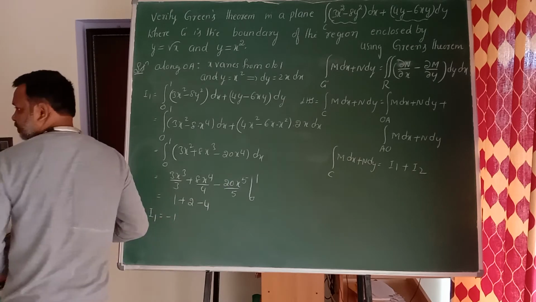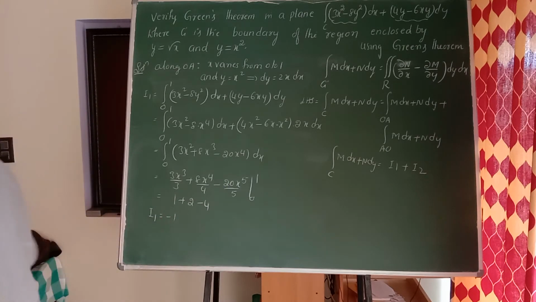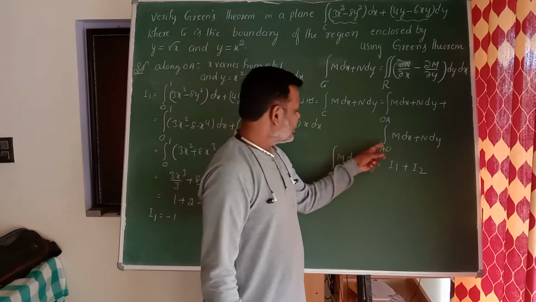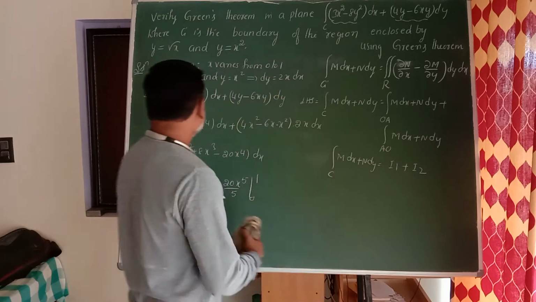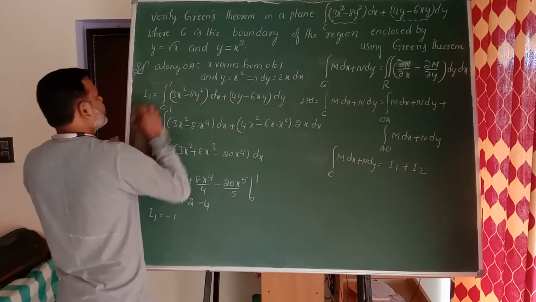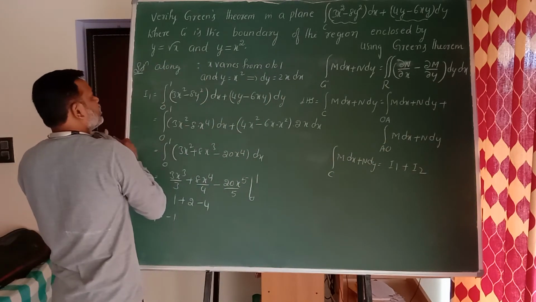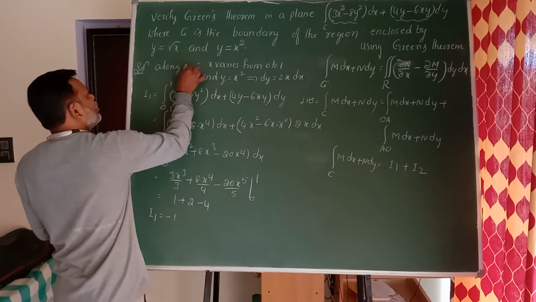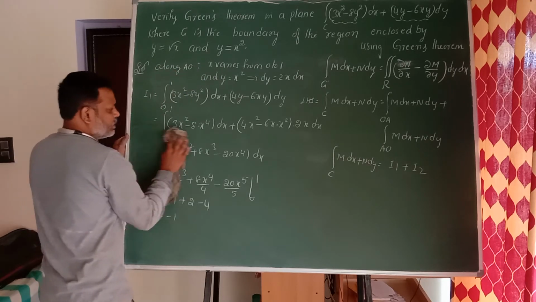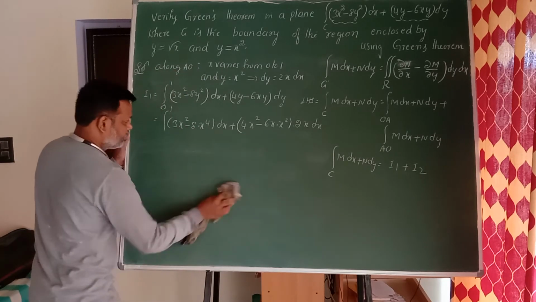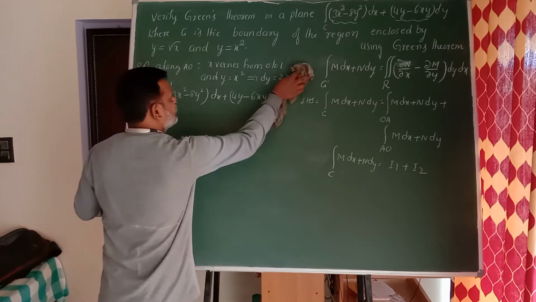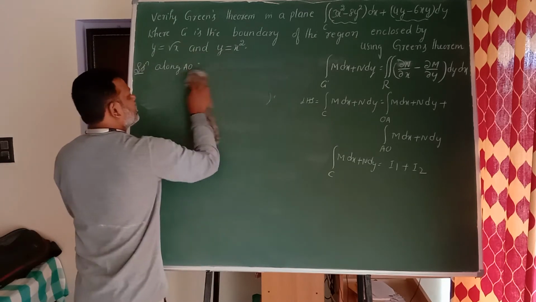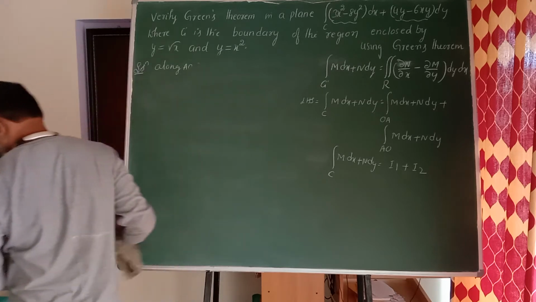This is I1. Now let us find I2. I2 is nothing but this second integral, which is along AO. Now along AO, what to do here? Along AO, I am going to write something here.